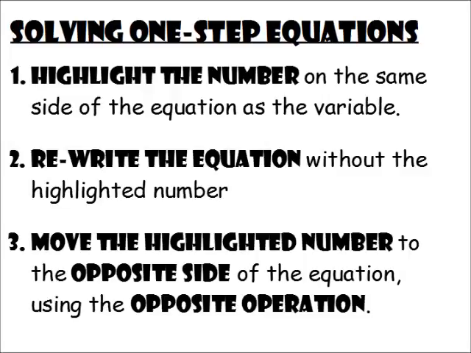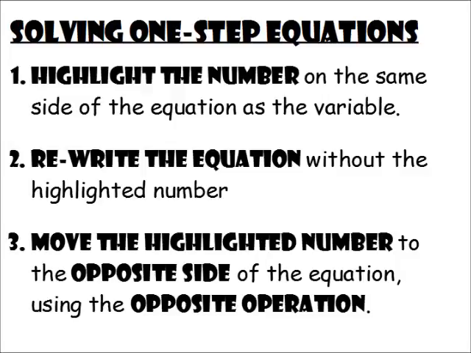First, you'll highlight the number that's on the same side of the equation as the variable. Remember, the variable is the letter. Second, you'll rewrite the equation. This time, you won't write the highlighted number. And then finally, you'll rewrite that highlighted number on the opposite side of the equal sign, and you'll use the opposite operation. So what that means is if originally the number was being multiplied, you'll divide. If it was originally being subtracted, you'll add.